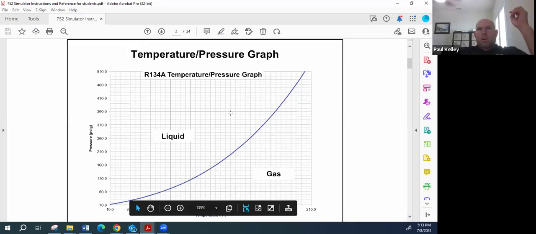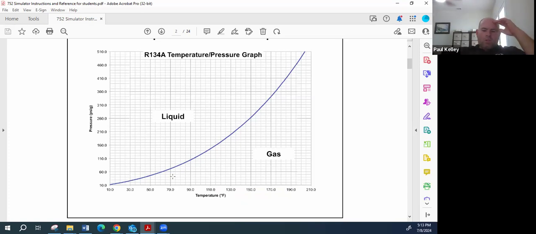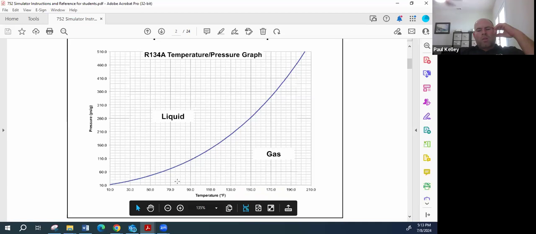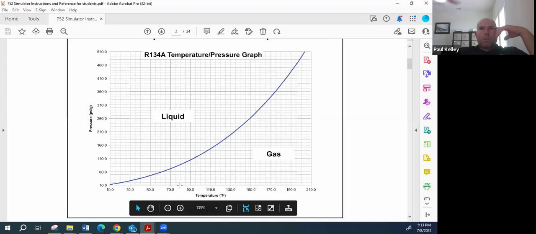So this is just looking at R134A temperature and pressures. Remember when we go up to the car and we check the static pressure? If you want to check the static pressure, you just hook the gauges up. You wouldn't start the car or anything. And then you'd look at how many PSI were in it and compare that to the temperature. So let's say, what temperature do you guys think it would be at the school right now? We're not there, so we could guess. Like 80 degrees.